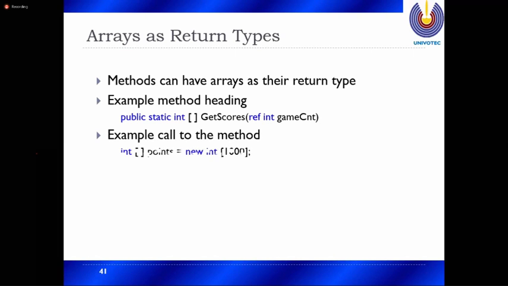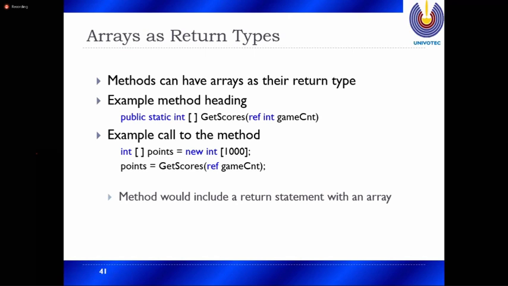Example call to the method: int points equals new int 1000. There are points there. Points is getScore. Then we can get how many goals or points there are for each player, or something, for the games. That's the array type, because points is the array type. Then getScore means the returned value is the array type. More than one value you can get as results.